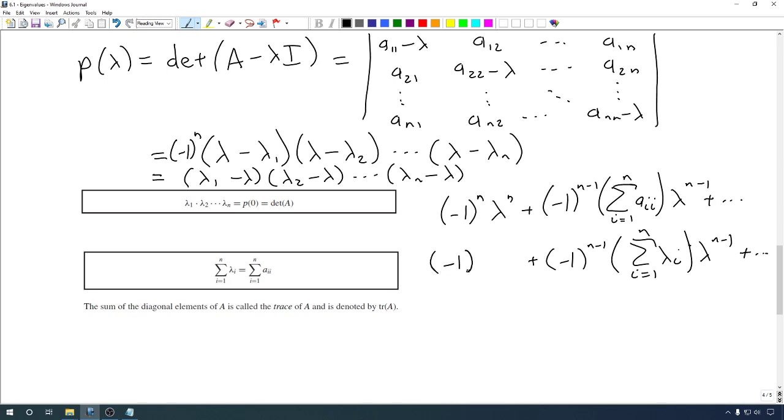So I have this. The sum of all the eigenvalues, and of course those have to be the same thing because we're working with the same polynomial, is actually the sum of all the diagonal elements of A. That's an easy way of looking at it, and it shows you that the sum of the diagonal elements has a meaning to it. It's not just some random thing that we could have picked out of the matrix.